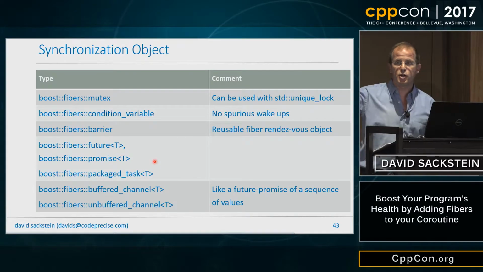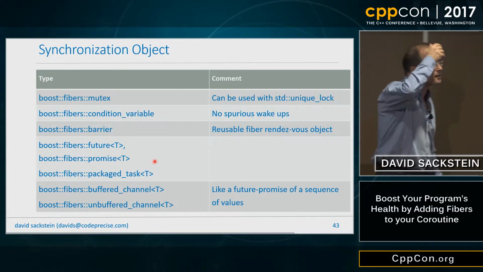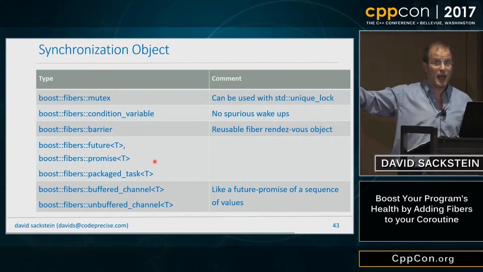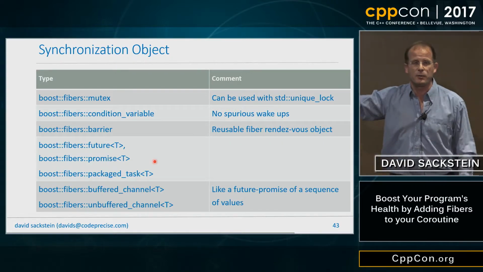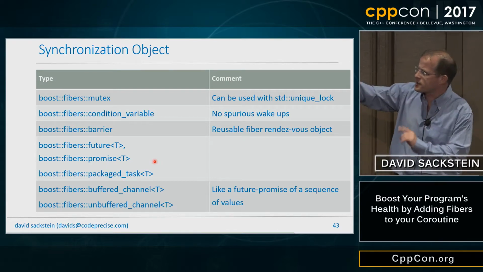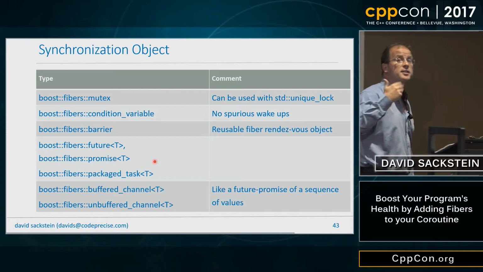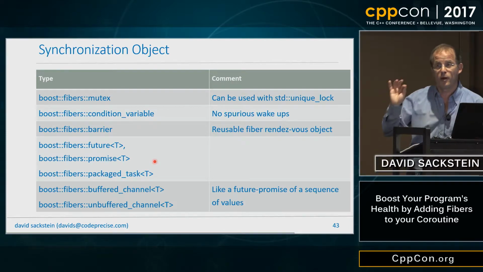So these are the synchronization objects that you have within the fiber library. You have mutexes, they're all with the right namespace, as you can see. Condition variables, barriers, future, promise, packaged task, as you might expect. And you also have a buffered channel and an unbuffered channel, which behave like a future. Two sides of a future, like a future and a promise. But instead of generating one value, they generate a sequence of values. And again, what's important to understand is that these do not block the thread.